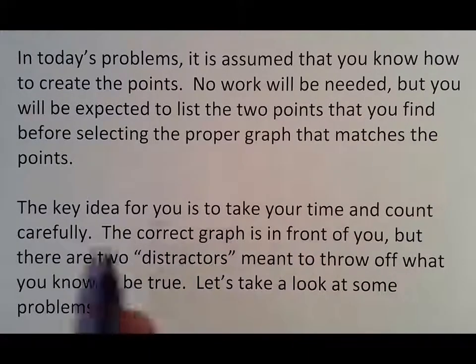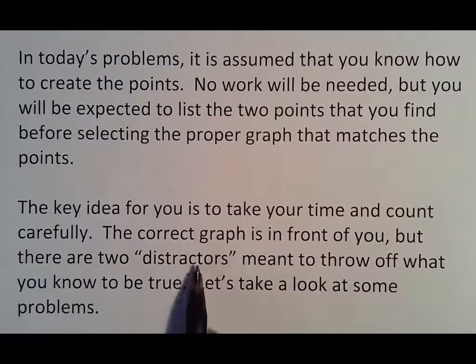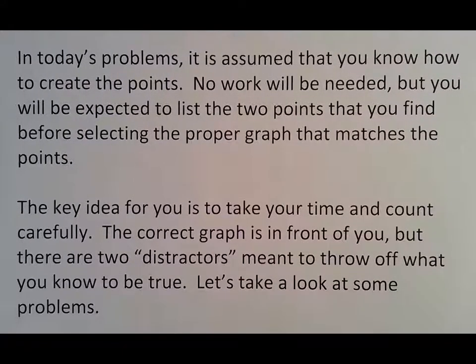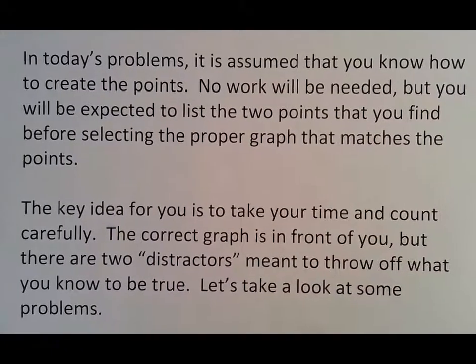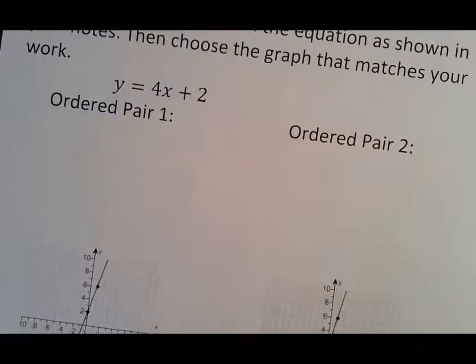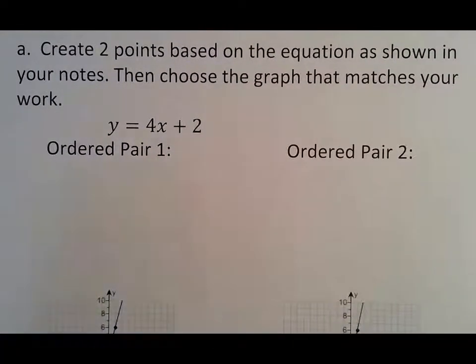The key idea is for you to take your time and count carefully. The correct graph is in front of you, but there are two what we call distractors. Distractors are the wrong answers, meant to throw you off in terms of what you're thinking to be right. So let's look at a couple examples and let you get on to your homework. First thing it's going to say is create 2 points based off of the equation shown, and then choose a graph that matches your work.